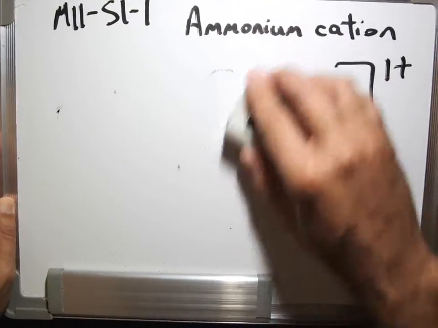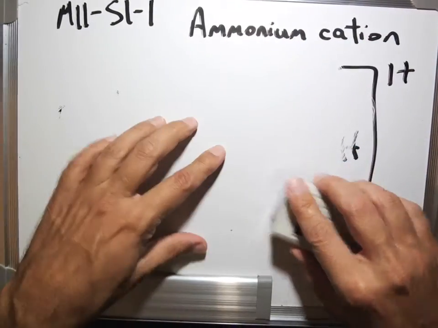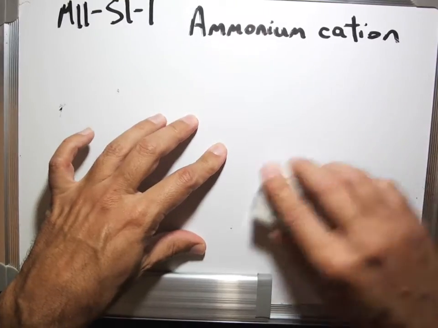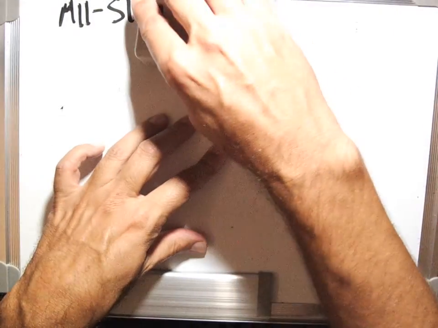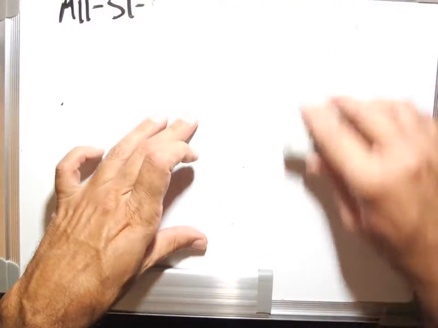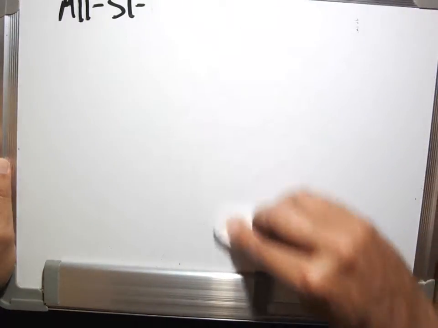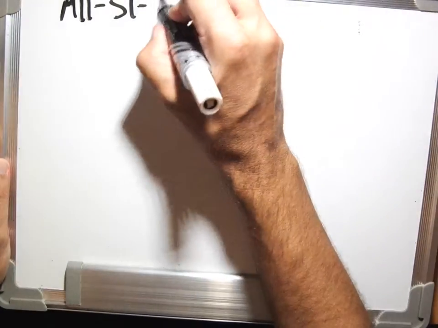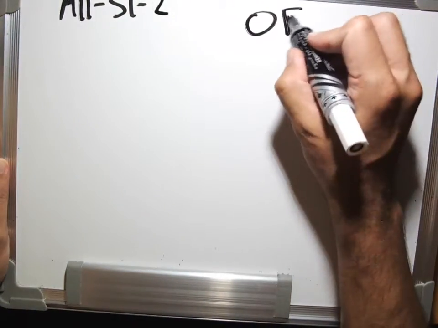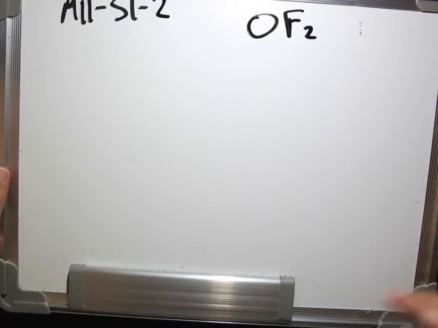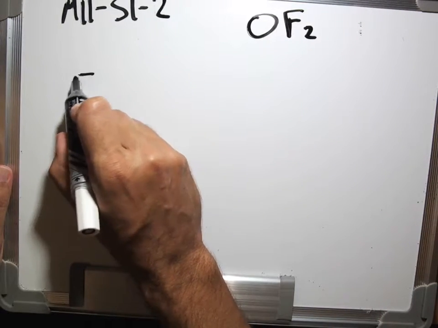So next we will do OF2. This will be the second one in problem set 1. So here we're doing OF2. Okay, let's start by finding our number of valence electrons.